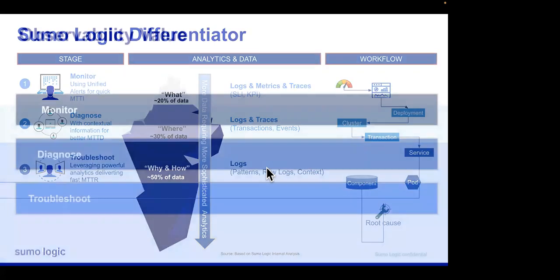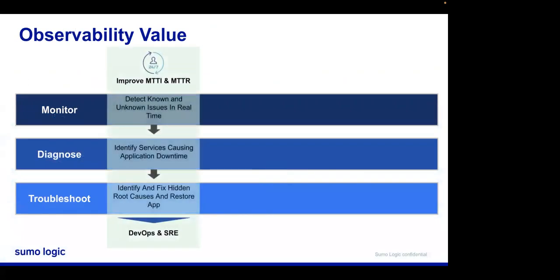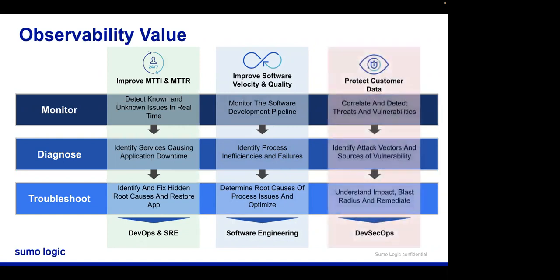And if I get the slide to advance, there we go. Okay. Now, when you're looking at monitoring, diagnosing, and troubleshooting, it depends on your role, but quite frankly, this observability solution that we have has something for everybody. So if you're in DevOps or site reliability engineering, these are the things that you can see using this tool. If you're in software engineering, again, these are the things that you can see across this tool. And if you're in DevSecOps, security operations, again, you can see some of these things through these various levels and these various phases. Okay. So this is the value that our solution is going to provide for you.